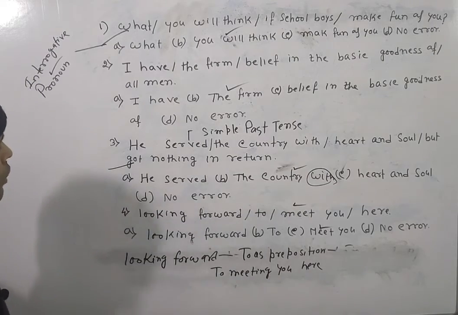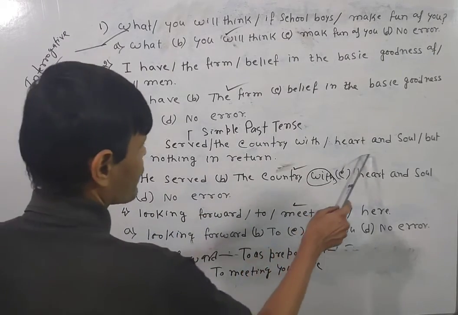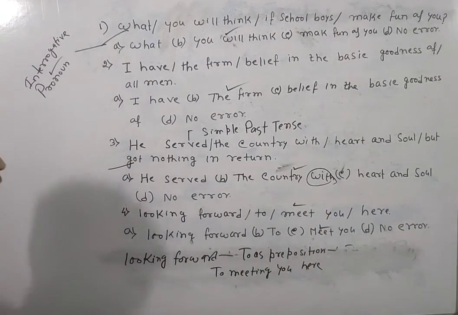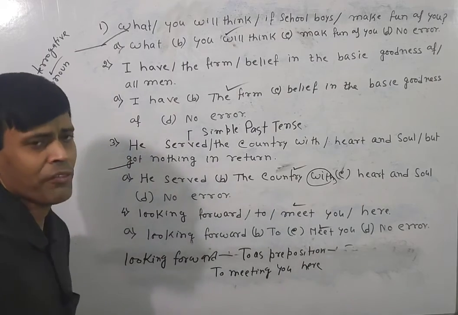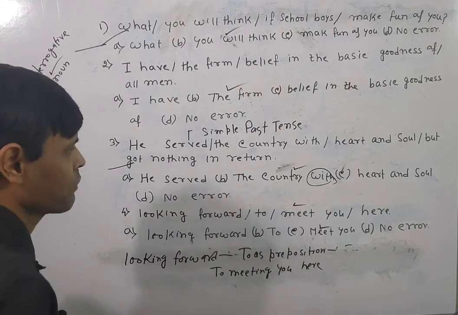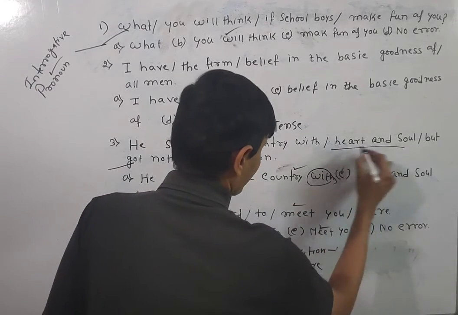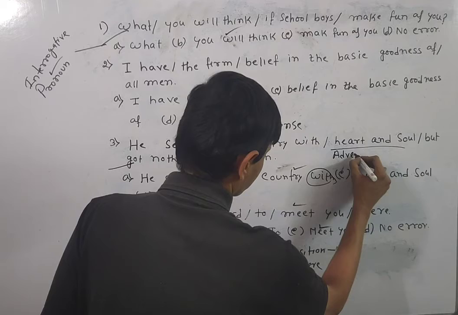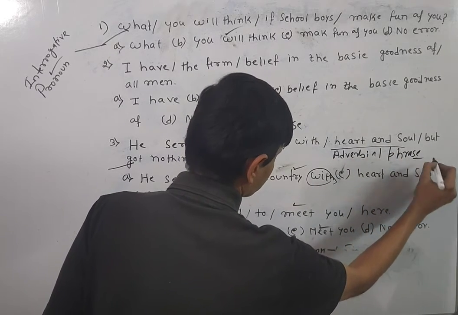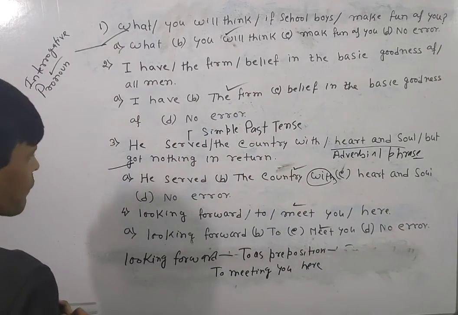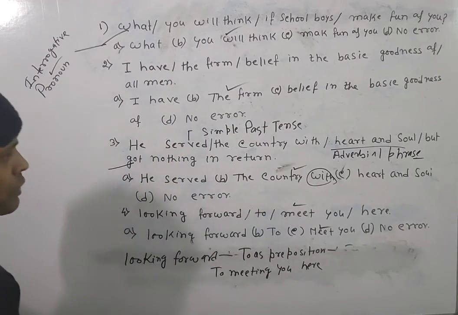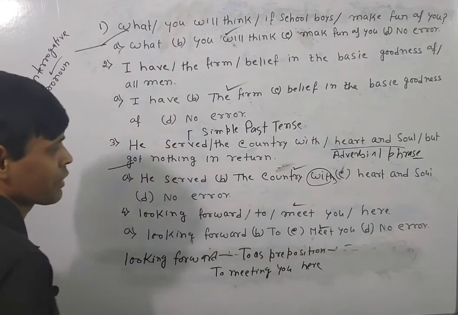Now: serve the country with heart and soul. Heart and soul is not a mistake, but we have written with. It's a mistake, as it's an adverbial phrase, not an adjectival phrase. So whenever we are going to write any kind of adverbial phrase like this, we generally do not use a preposition, with heart and soul. So that is the mistake here.